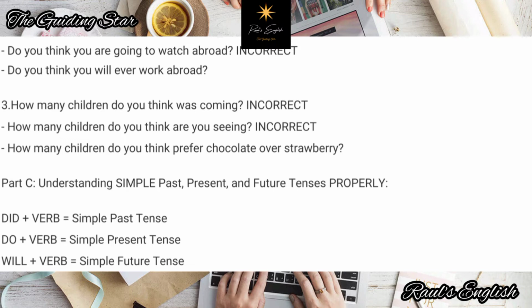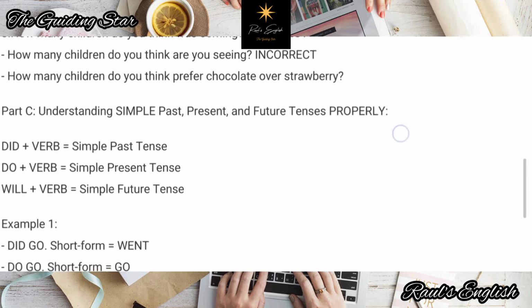How many children do you think are you seeing? Again, are you seeing? It doesn't make any sense. Again, you are asking two questions in a question. That is not correct. How many children do you think prefer chocolate over strawberry? Now we are getting somewhere. Now that is correct. All right.